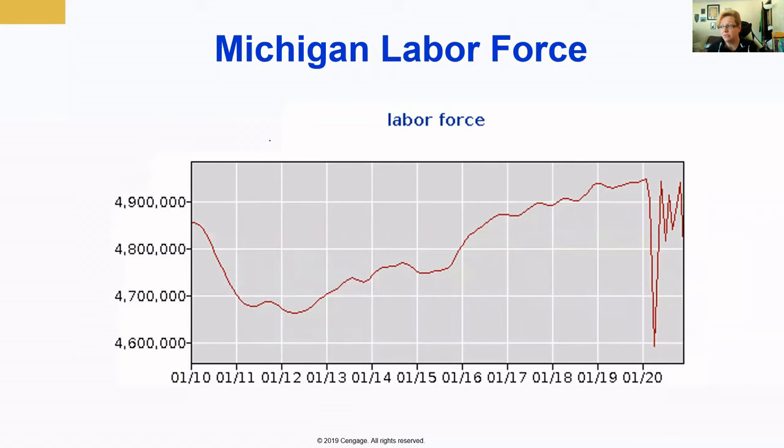Here's the Michigan labor force. Again, I tried to pull this up so it was very relevant for you in 2021. You can see that we have some peaks, some troughs, periods of downturn and periods of upturn. So it's pretty erratic. Again, the reason it's erratic is because of COVID, and COVID particularly hit restaurants and tourists.